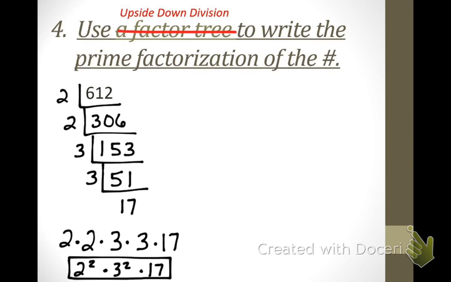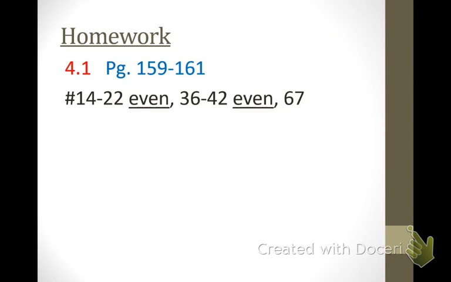I want you guys to pull out your other homework paper, please. This is tonight's homework. So go ahead and write that down, and that's everything you need to know for 4.1.